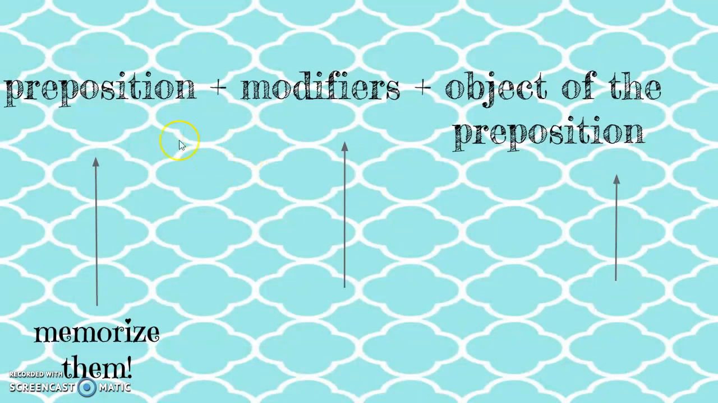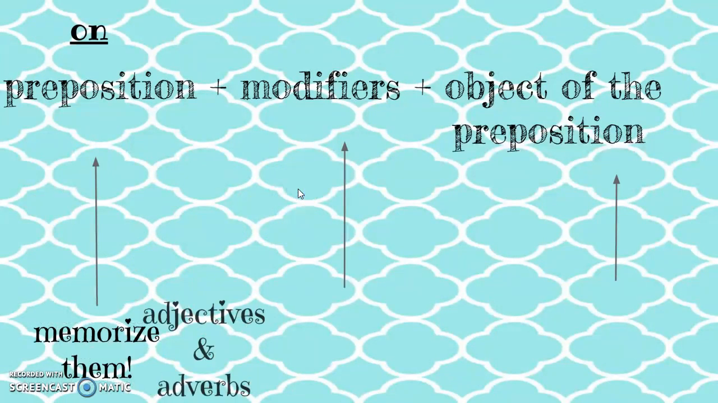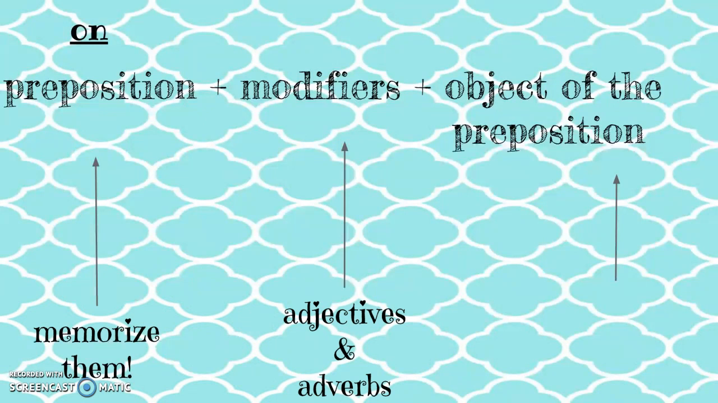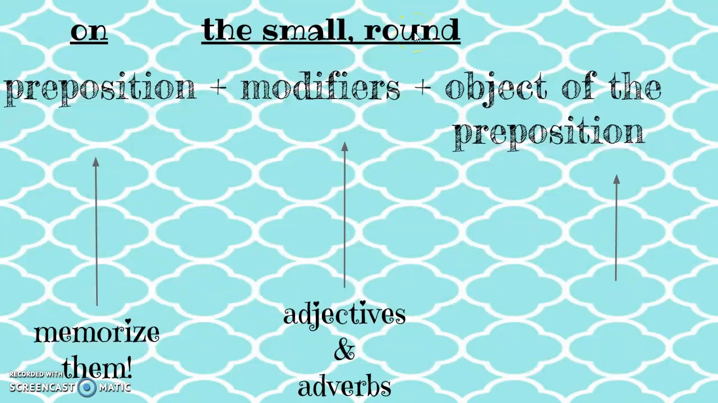So the first thing is a preposition. We're going to memorize them. There is a set list of them, and so it is easy to be able to memorize and be able to identify them. So prepositional phrase, think of its name, it has to start with a preposition. On. In the middle, we're allowed to have modifiers, and we've talked about modifiers. Those are adjectives and adverbs that describe. So some describing words here, the and small and round. They have to describe a noun or a pronoun.